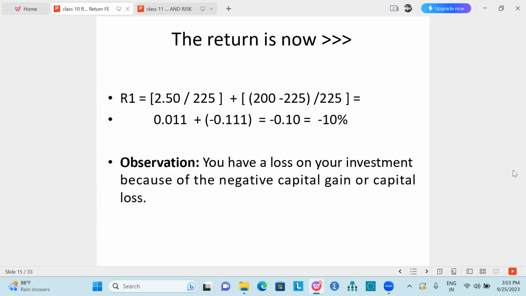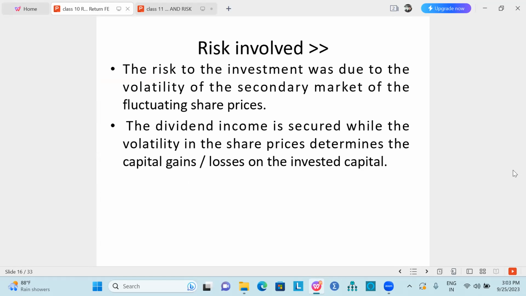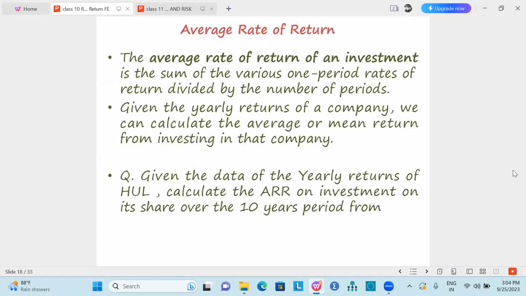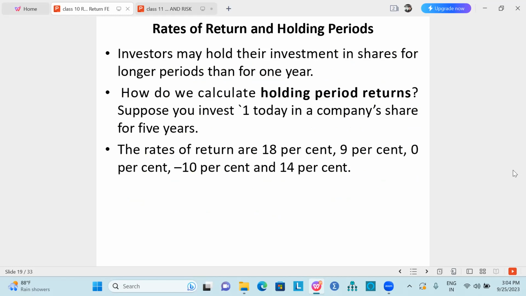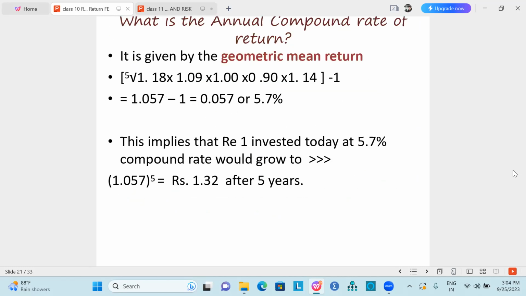Now, what is the risk involved in this? This we are calculating with the term which is known as your standard deviation and variance. Okay. So we'll go from there. Another thing is we have calculated the average rate of return. Last class, the hands-on session I gave you, you calculated the ARR. This we have done. Yes or no? We calculated the ARR. Yes, ma'am.